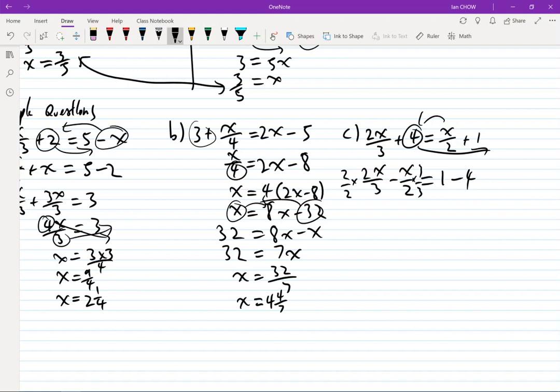And so once we do that, we have 4x over 6 minus 3x over 6 is equal to 1 minus 4 will be negative 3. And so 4x minus 3x will be just x on its own. So we have x over 6 is equal to negative 3. And then once we send the 6 to the other side, x is equal to negative 18. So hopefully we understand what is going on.